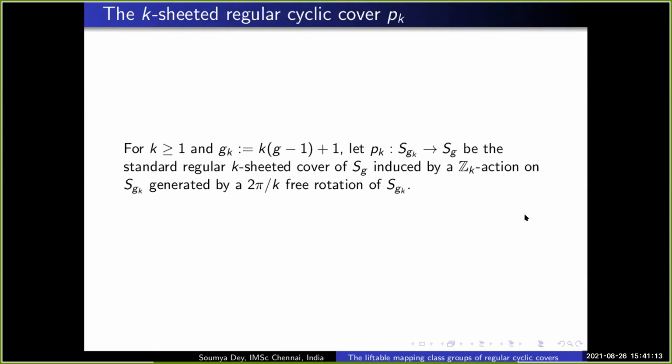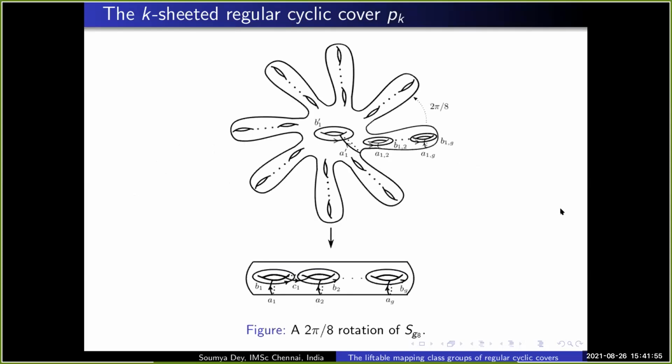All right. So in this paper, we consider a very simple map, basically. What is the map? We have g_k. By g_k, we mean k times (g minus 1) plus 1. So from S_{g_k} to S_g, we have this standard regular k-sheeted cover, which is induced by the Z_k action on S_{g_k} generated by a 2 pi by k rotation of S_{g_k}. I'll be showing you in a diagram. All right, let me go to the diagram.